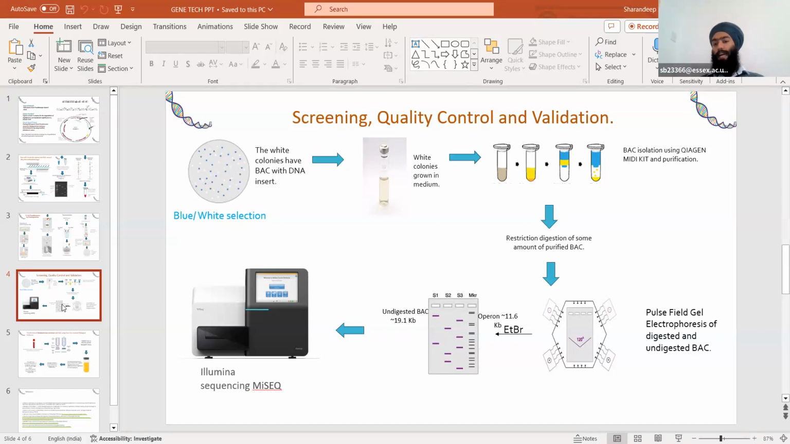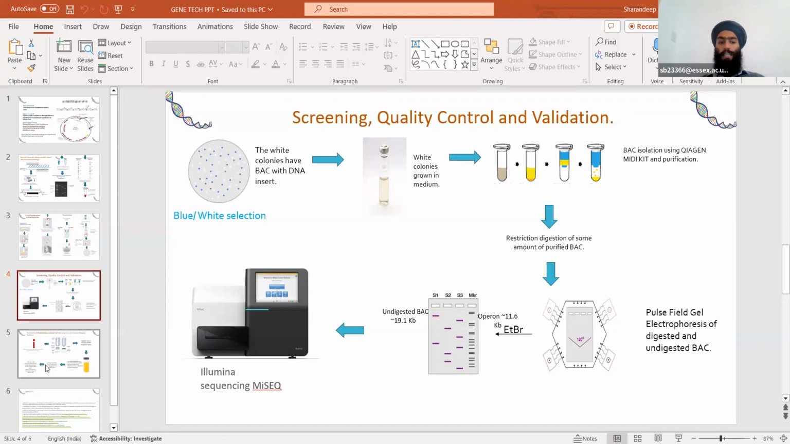Then after purification, I restricted some portion of the bacterial artificial chromosome that I obtained after the purification. And then I carried on with the pulsed field gel electrophoresis of digested and the undigested BAC. The reason why I chose pulsed field gel electrophoresis is that it separates the longer fragments of the DNA. After getting my result on the pulsed field gel electrophoresis, I went on with the sequencing, that is Illumina sequencing, to identify my BAC with the proper insert.